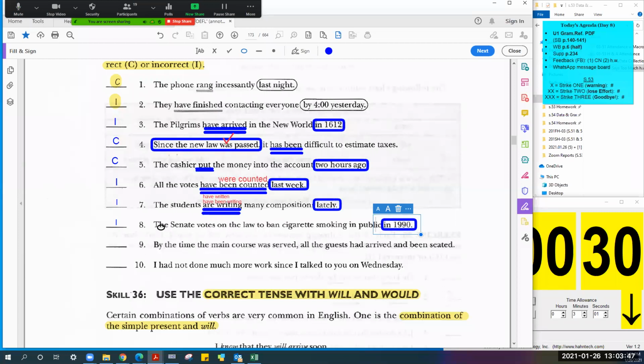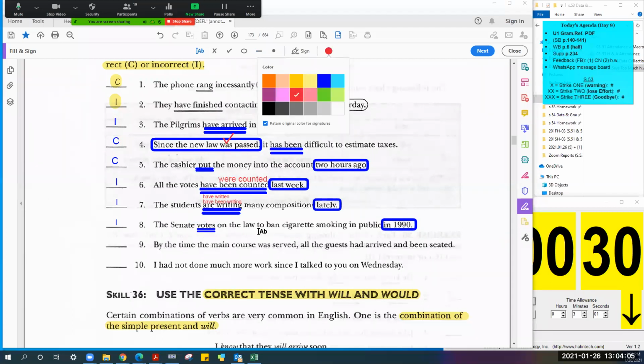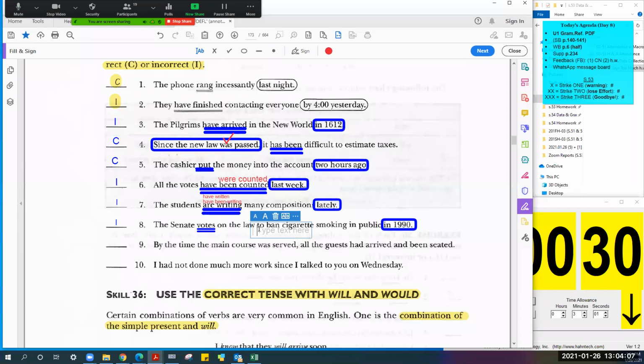The Senate votes on laws. The verb votes. Is that okay? No. Why? What's the problem? We should use the past simple. Voted. Yep, exactly. We want past simple. Should be V-O-T-E-D. Voted on the law to ban cigarette smoking in public in 1990. Past simple.